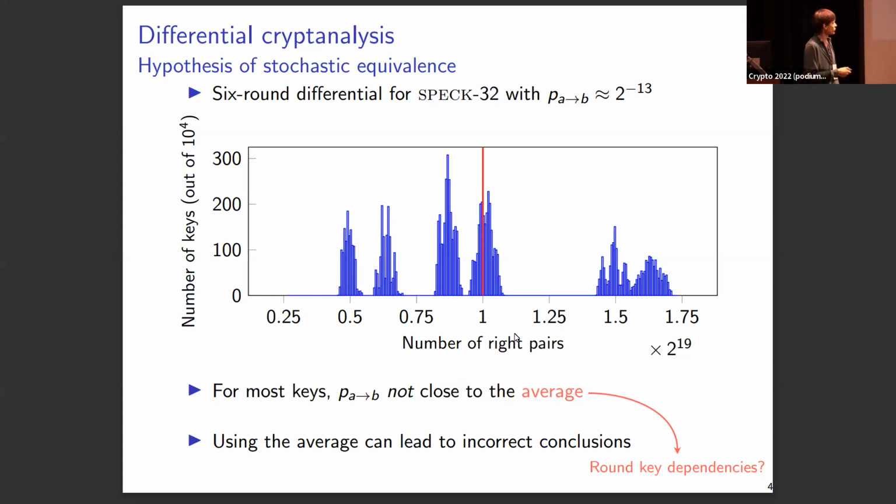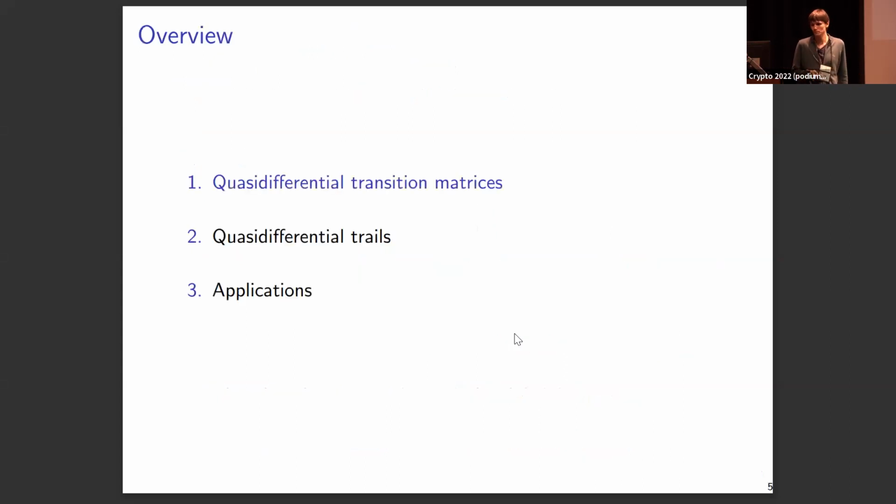One thing I want to mention is that I've been talking about this average, but actually it's not the average because the round keys are also not independent. So even if you just want the average, you can't just assume that the round keys are independent.